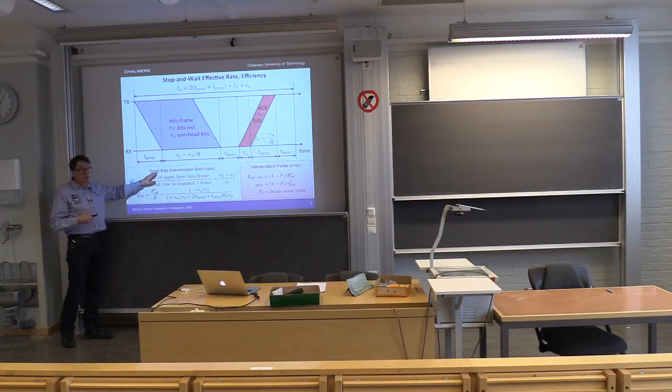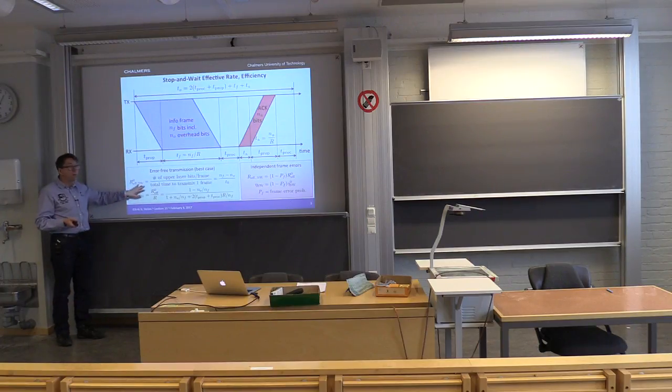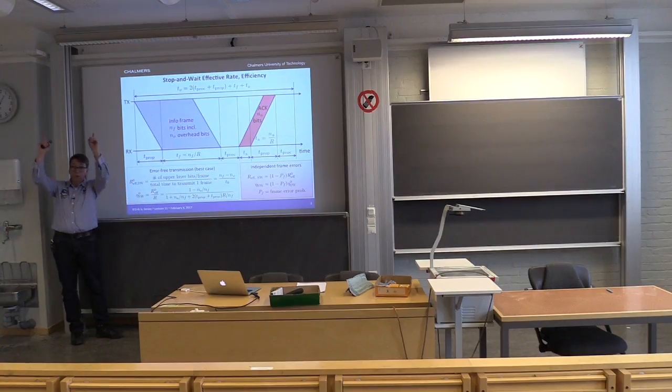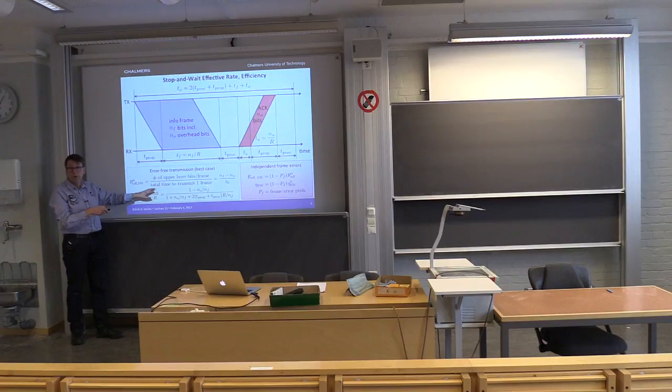So if it's error-free transmission, which is obviously the best case, what is then the effective rate of this protocol? And the effective rate is the data rate that the layer above us perceives. Okay? And the layer above us transmits a number of bits per frame, and it takes a certain time for this frame to be delivered. The effective rate is the number of upper layer bits per frame, so the bits that we get from above, divided by the total time it takes to transmit one frame.